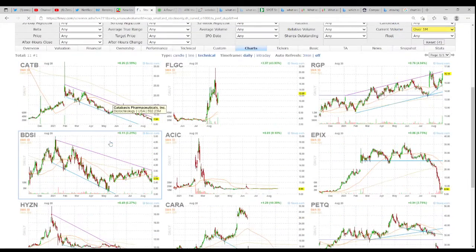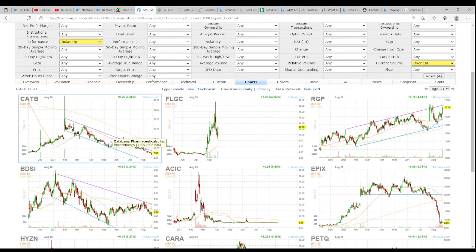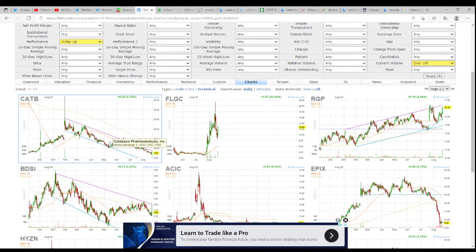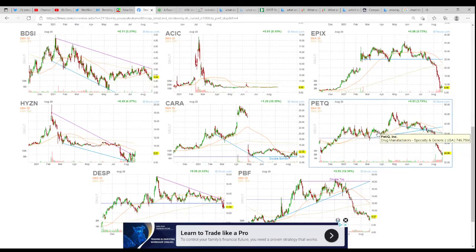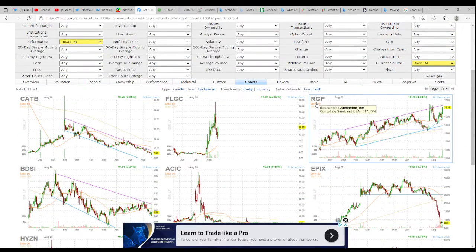Now what I do with this one is I'll pick several stocks and put them in a watch list to watch. I like to look at the ones that are near the top of the trend line, the trend line resistance, and that looks like it might break up. So yeah, then right there, let's start with RGP.